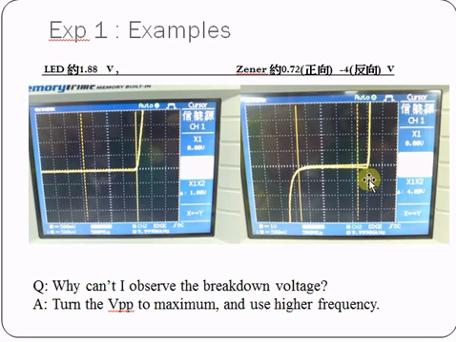When measuring the Zener diode, if you can't observe the breakdown voltage, it is probably because the voltage isn't large enough for the diode to break down. Therefore, turn the voltage to maximum. If you still cannot get it, then try a higher frequency, since the transformer has better efficiency at high frequencies.